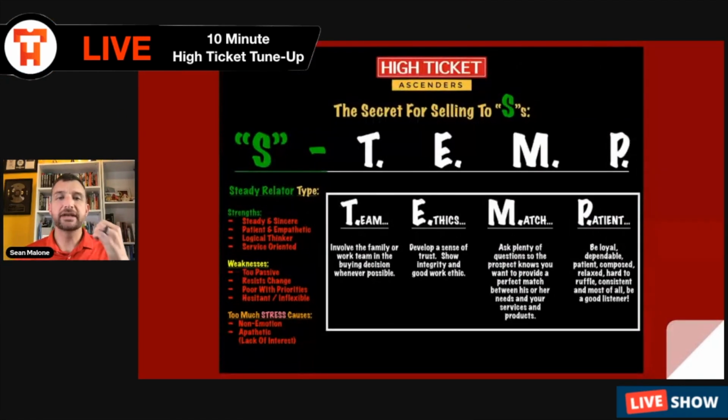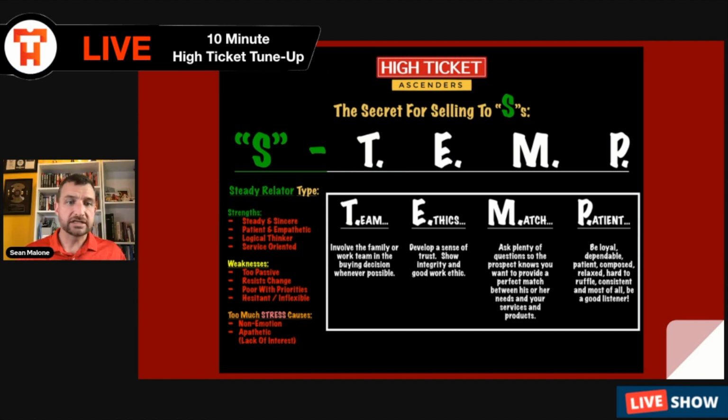When we're selling to an S style of personality, there's one word that you have to remember, and the word is TEMP. This is the secret. This is totally going to help you 100%. I'm going to walk through everything that you need to know today. First of all, what are the strengths of a steady relator? Remember, these are the people that are very passive and very relationship driven. Their actions show that they're somewhat reserved, but they're very people driven.